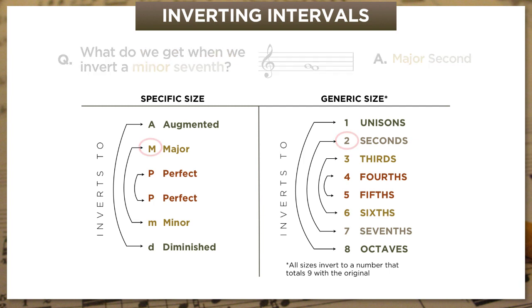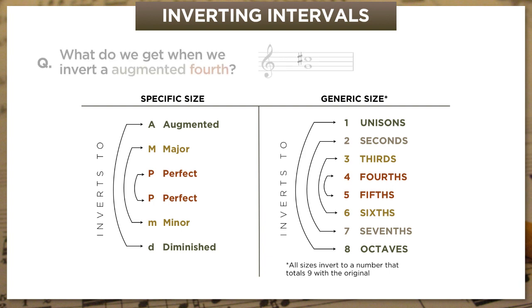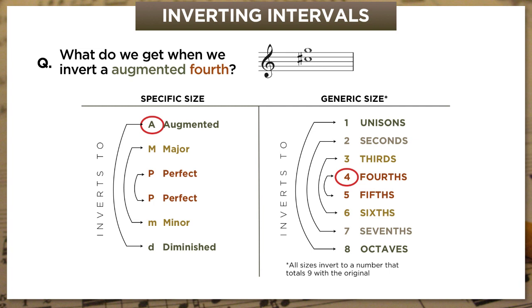Let's try another one. I'll let you try this one on your own. Here is G to C sharp. It's an augmented fourth. We're going to invert it, putting the G on top. What do we get? Pause the video and figure it out. Hopefully, using the diagram, you discovered that augmented fourths invert to become diminished fifths. And you'd be right.